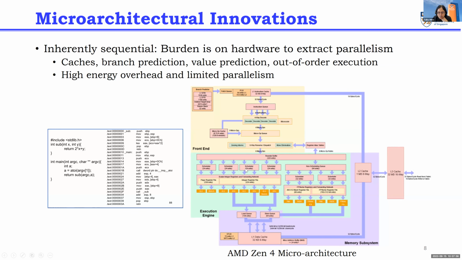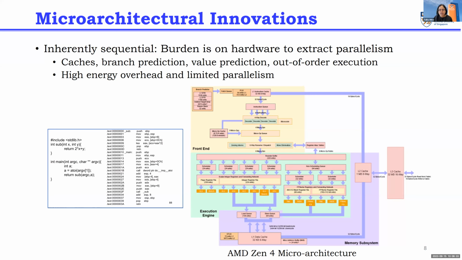So here, for example, I have the AMD Zen 4 microarchitecture. As you can see over here, you don't need to look at the details, but it uses a lot of things. It has a really large cache. You can see the L1 cache here, L2 cache, L3 cache. We have branch prediction, value prediction. We also have out-of-order execution. For example, you can see the reorder buffer here that has 320 entries. So it can bring in all the instructions, find all the dependencies, and execute those instructions. That has very high energy overhead.